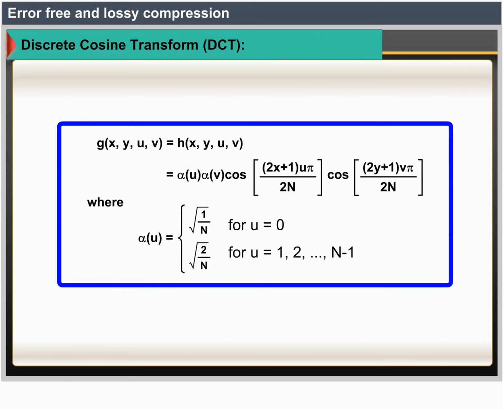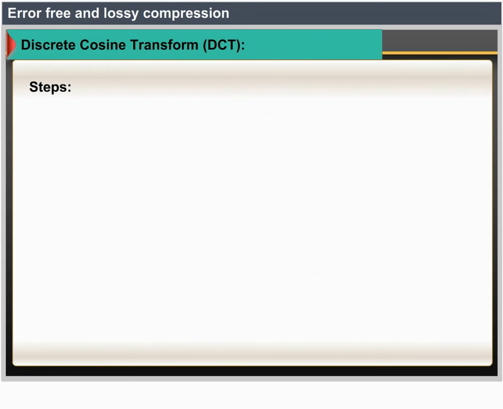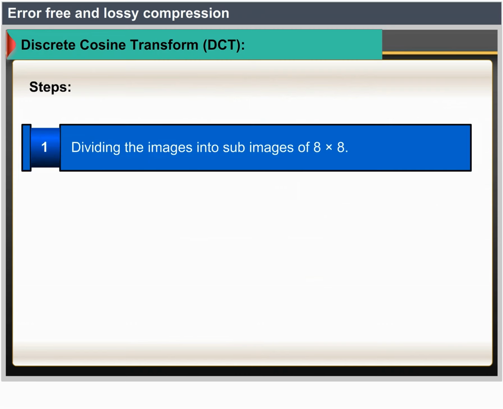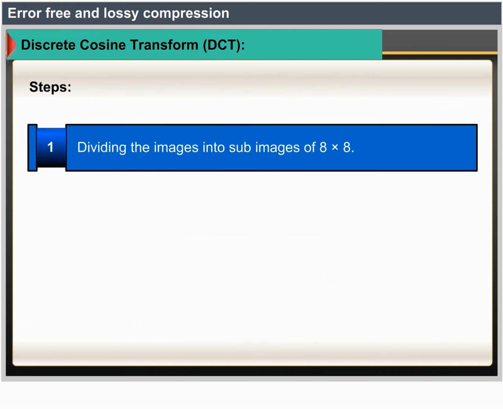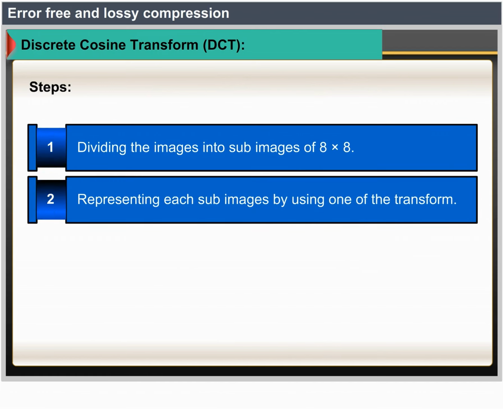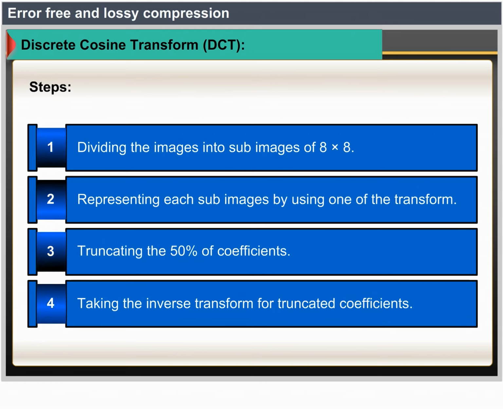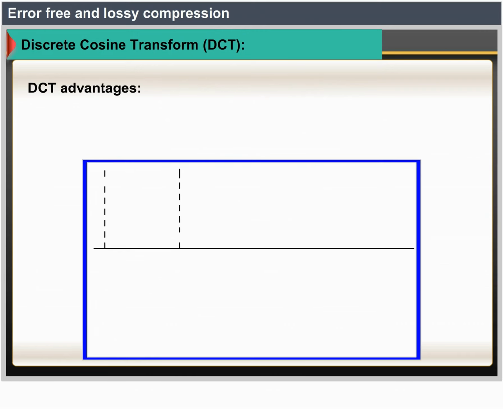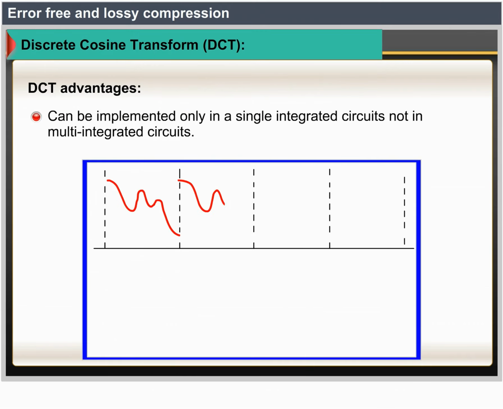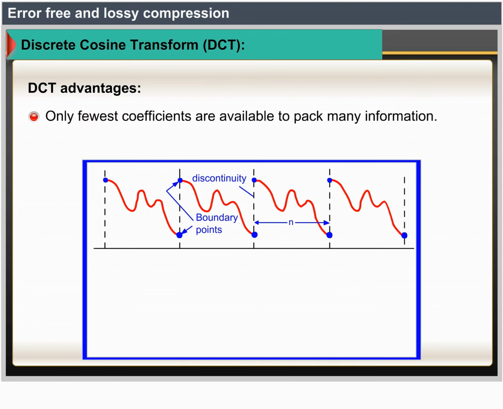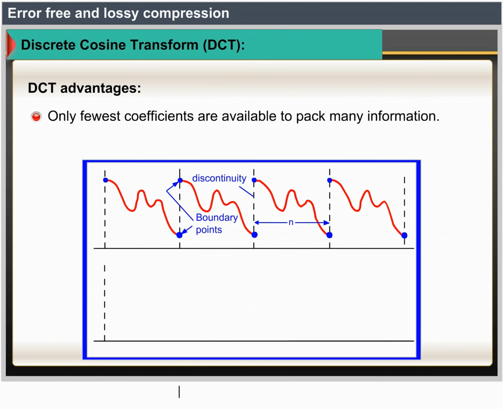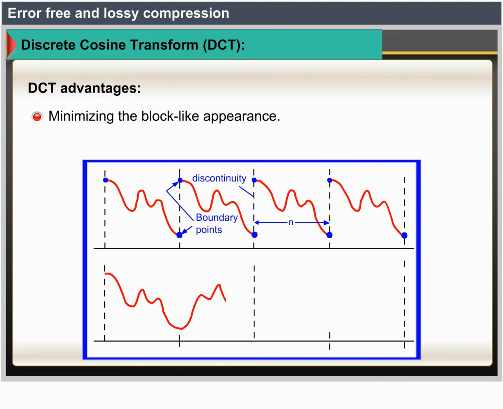The steps involved in DCT are dividing the images into sub-images of 8 by 8, representing each sub-image by using one of the transforms, truncating 50% of coefficients, and taking the inverse transform for truncated coefficients. The advantages of DCT are: it's implemented in a single integrated circuit, packing the most information into the fewest coefficients, and minimizing the block-like appearance. The implicit periodicity can now be seen.